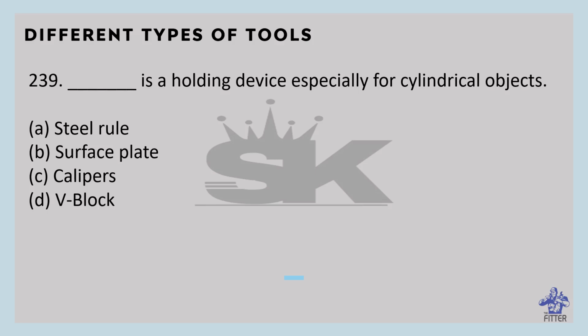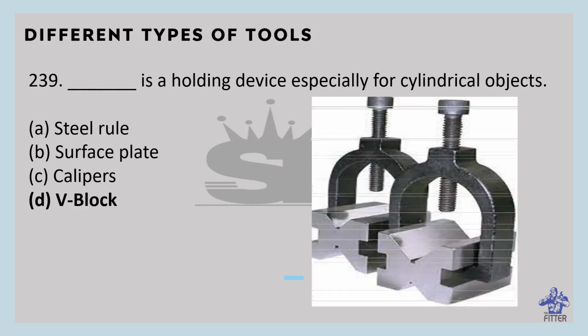A holding device especially for cylindrical objects is the V block. A V block is a holding device especially for cylindrical objects. It is also used to measure the roundness of cylindrical jobs. The included angle of a V block is 90 degrees. You can see here the picture, V blocks with slick clamp. For special purposes such as checking the triangle effect or for taps and other three-fluted tools, a 60-degree V block can be used.